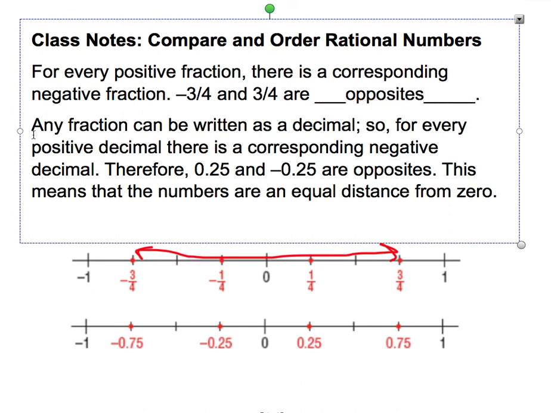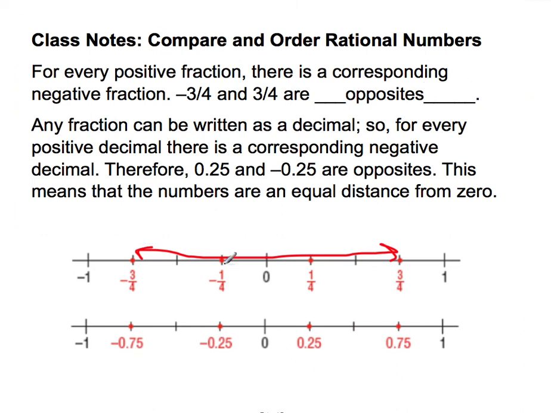So like any fraction, we also can have decimals as opposites as well. So 0.25 and -0.25, since they're equal distance from 0, they're called opposite numbers.